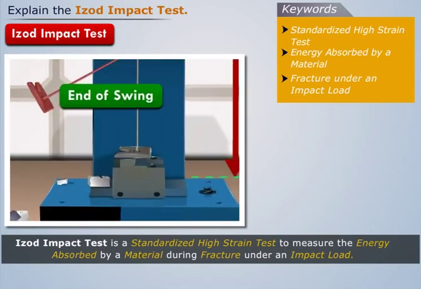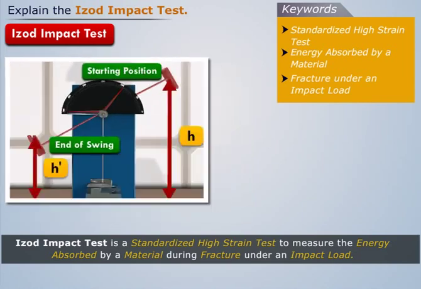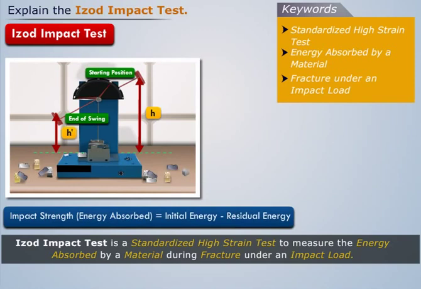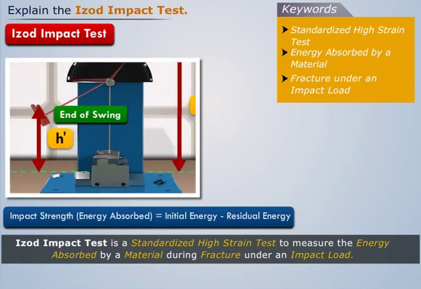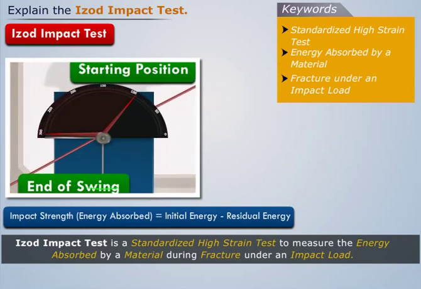As soon as we release the hammer, we see that it breaks the test specimen and rises to a certain height, say h', on the other side of the dial gauge. This will give the residual energy, so now note down this energy. The impact strength of the material of the test specimen, that is, the energy absorbed during fracture, can be calculated on the basis of the difference between the initial energy and the residual energy indicated on the dial gauge.